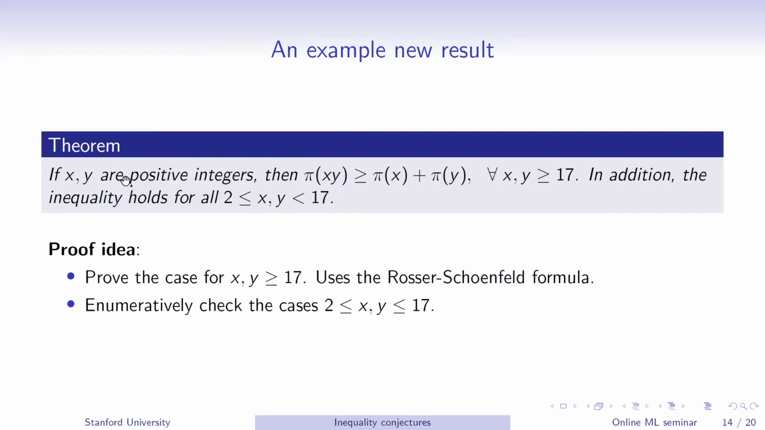So what is the theorem? The theorem is: if x, y are positive integers, then pi(xy) is greater than or equal to pi(x) plus pi(y) for all x, y greater than or equal to 17. And in addition, the inequality holds for all x, y between 2 and 7. So what it means is that this is true for all x, y greater than or equal to 2, basically. That's what it means. This thing was discovered using our oracle.